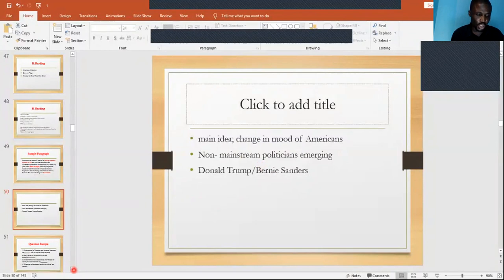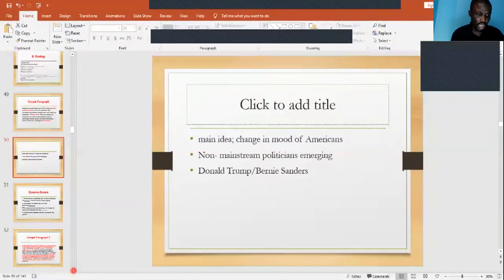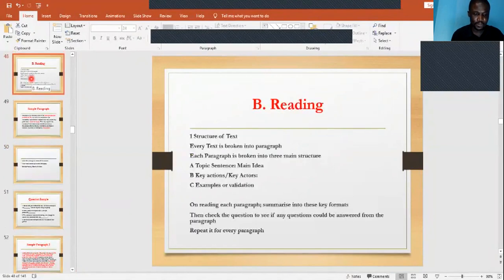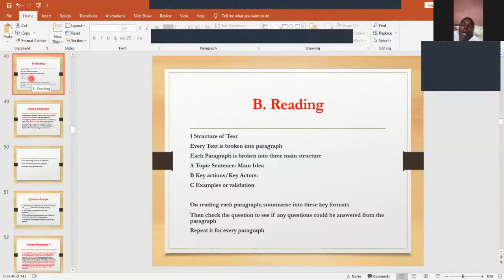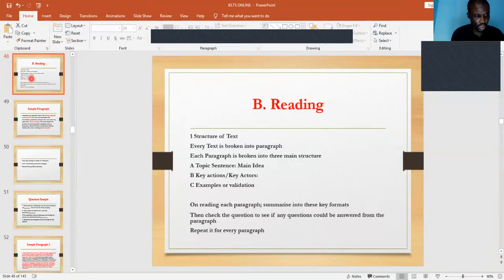Now, I want to go into, let me go back to my initial slide. On reading each paragraph, summarize into these key formats. You might say, do we have time for such? Yes, you do. If you're able to read and say, I want to break it down into 3 parts, under a minute or a minute and a half, you will overcome a paragraph. Okay, so that is it.